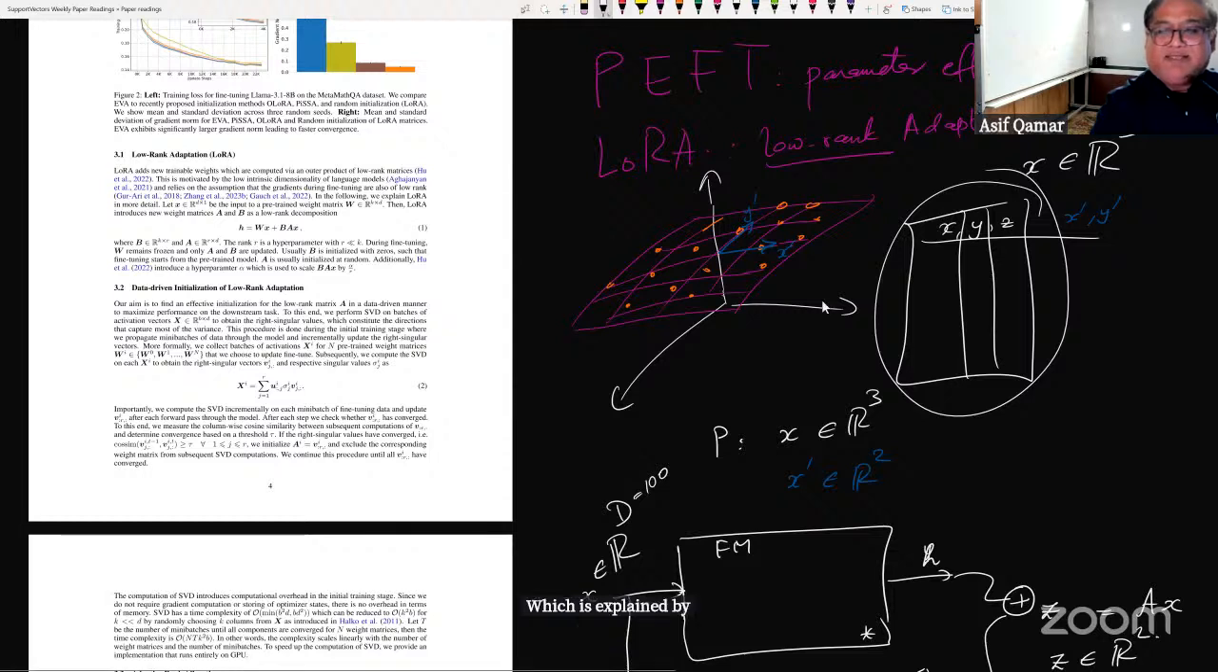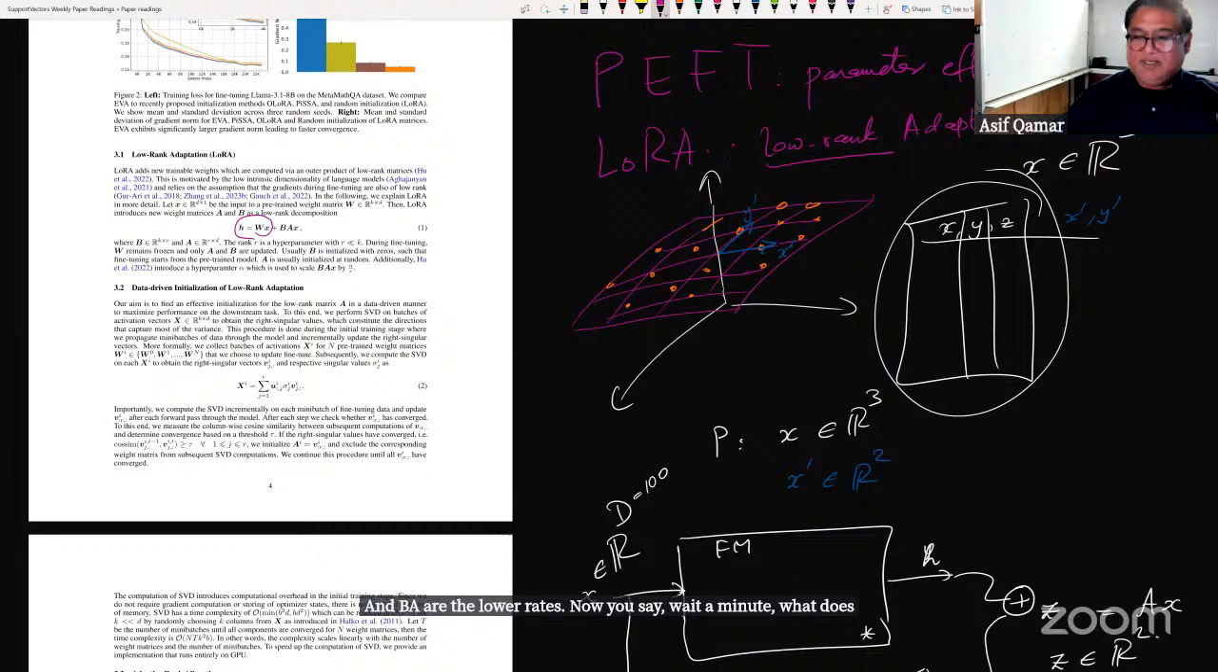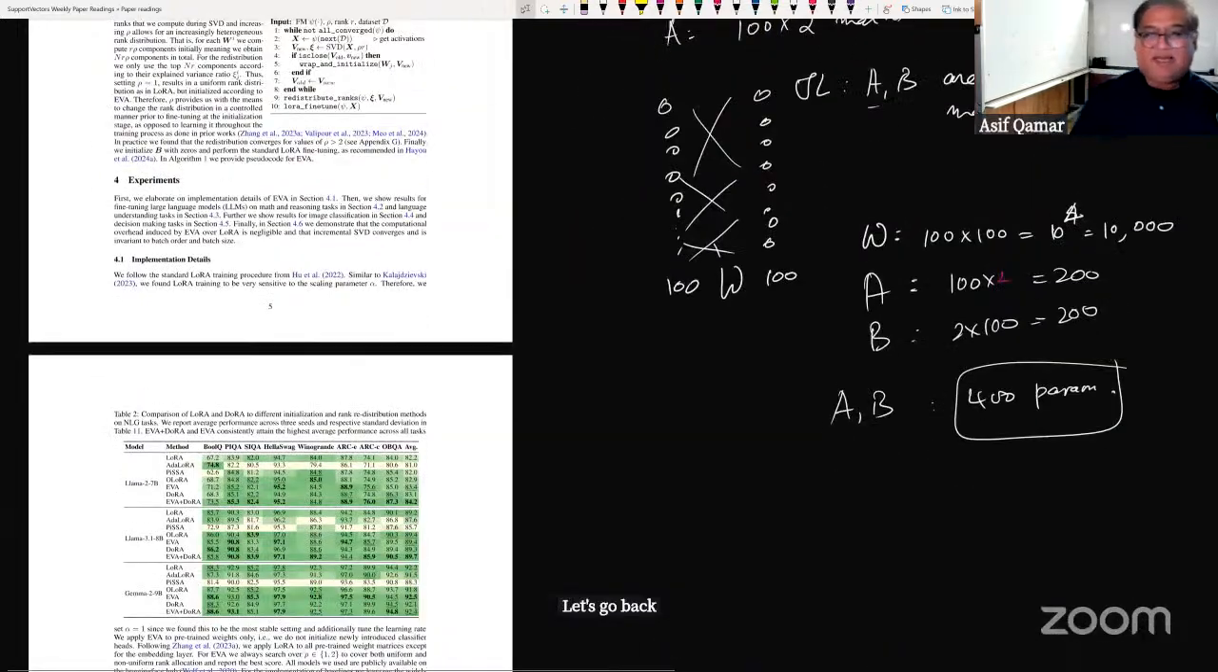So when you look at this equation, it basically says that W dot X is the initial weight, the frozen weight of the main model. And B, A are the LoRA weights. Now you say, wait a minute, what does it mean in terms of, let's go back to our 4090 example or our A100 example. Suppose you're training a 7B parameter model, right?